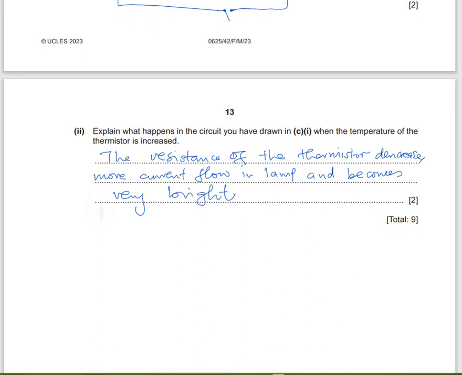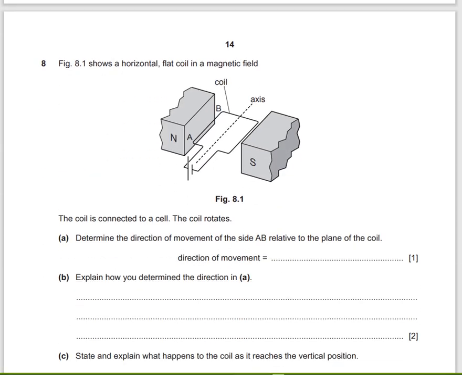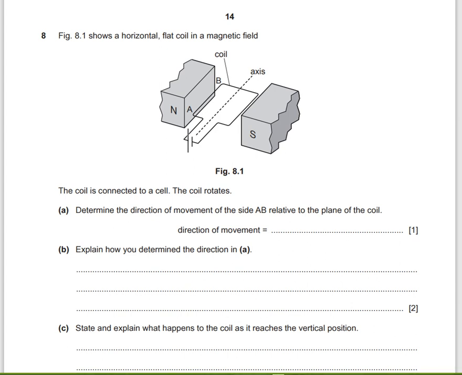Okay, let's continue. We're having a coil between the magnetic field. So the question is asking us, determine the direction of movement of side AB. So this is side AB here. How will it move relative to the plane of the coil?